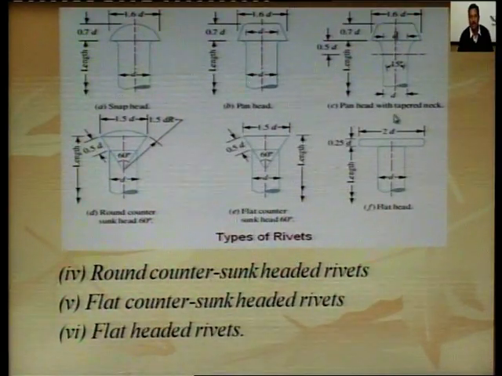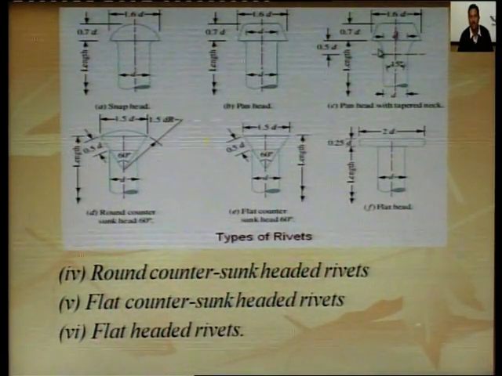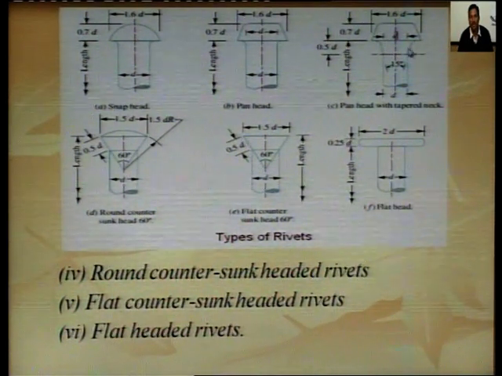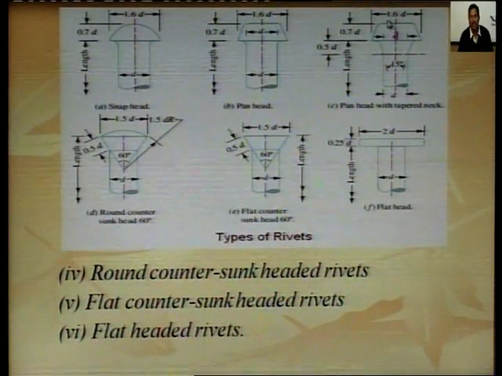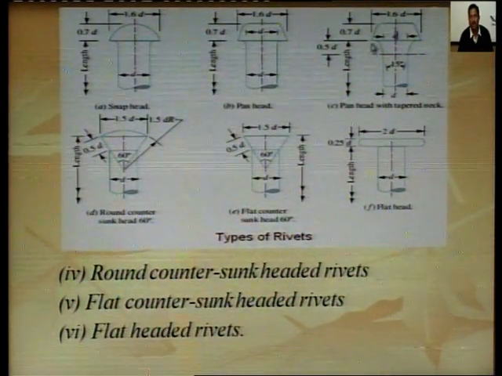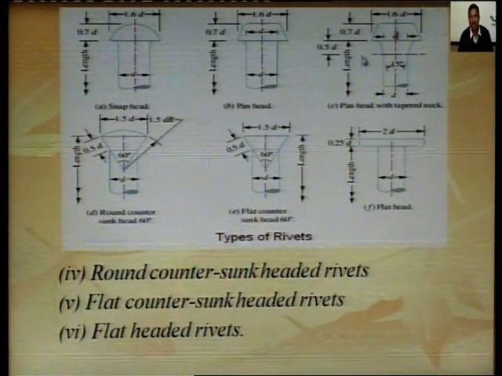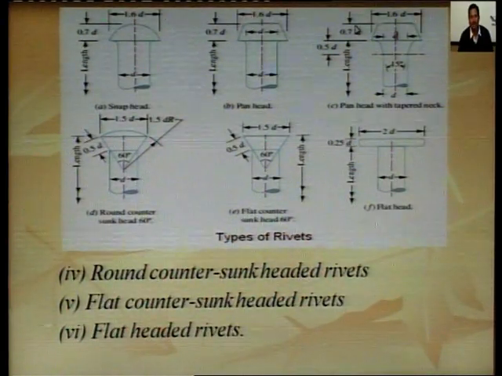Pan head with tapered neck. This type of rivet has a tapered neck. The neck of the rivet is tapered from here and the head is the same as that of the pan head. The top of the head is flat, the diameter of the rivet head is 1.6d and the height of the rivet head is 0.7d.